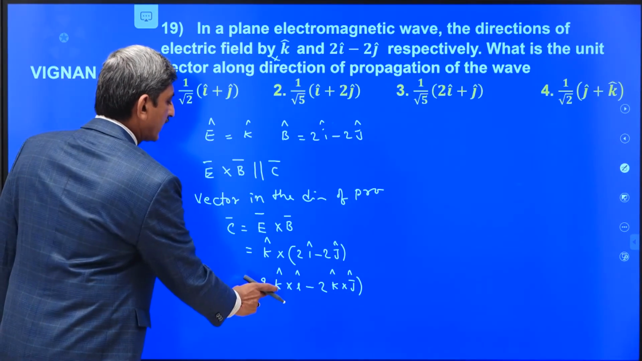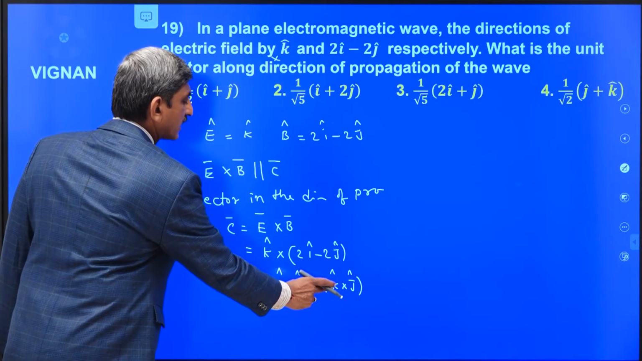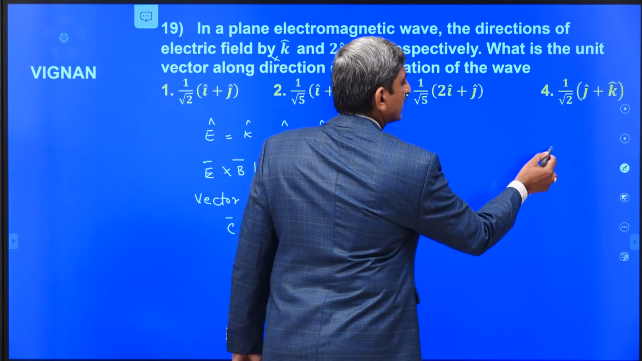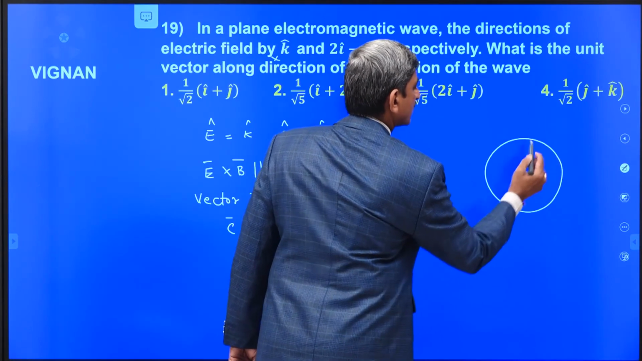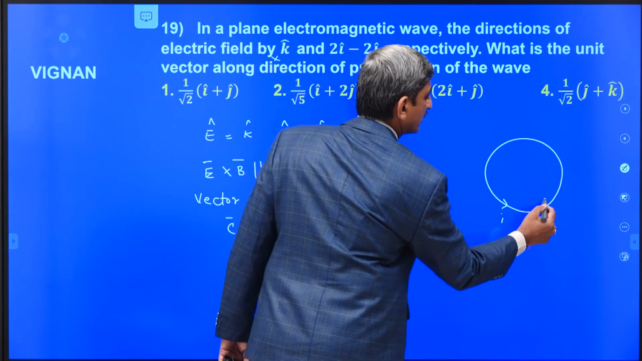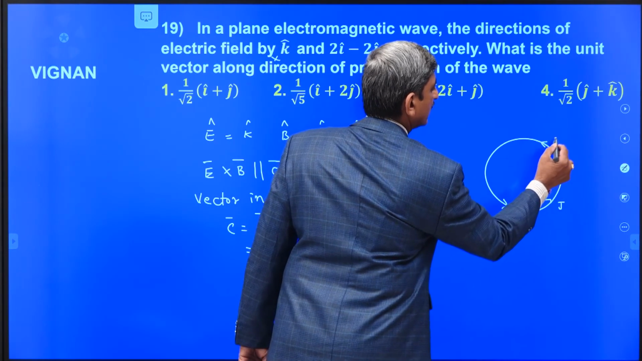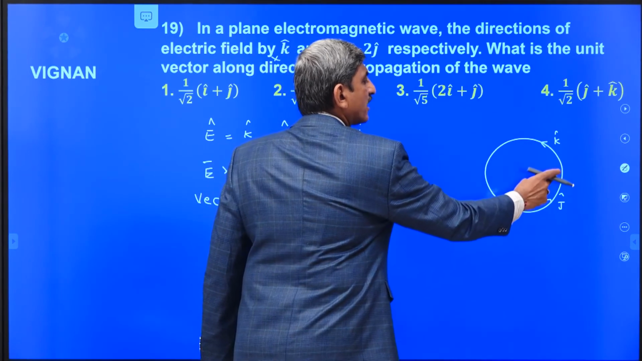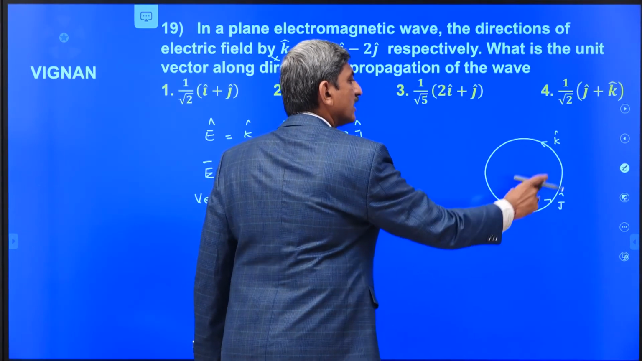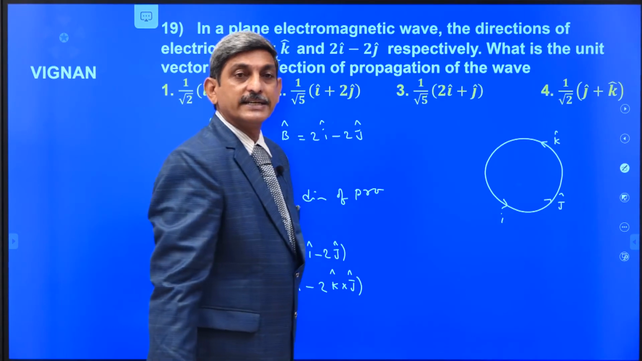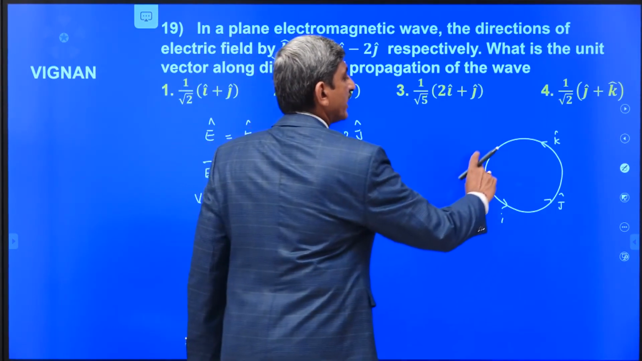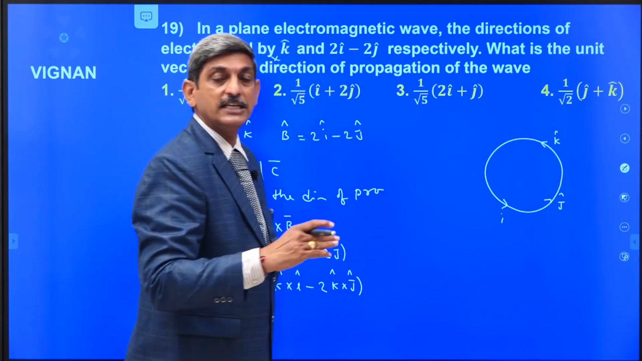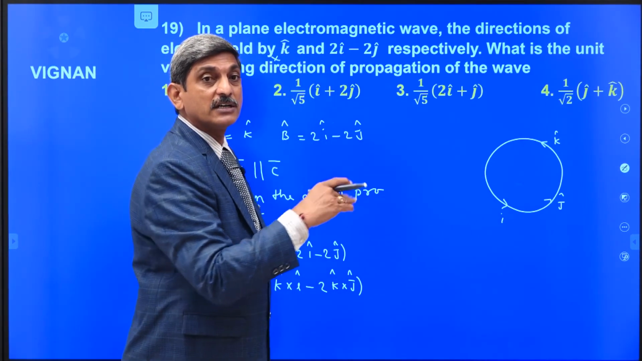Now we have k cross i cap and k cross j cap. To obtain the result, let us take the three vectors in order along a circle like this: i cap, j cap, k cap. If you take the cross product of any two vectors along this direction, you will get the next one as the result. If you take the cross product of any two vectors in the reverse order, you will get the negative vector of the next one.